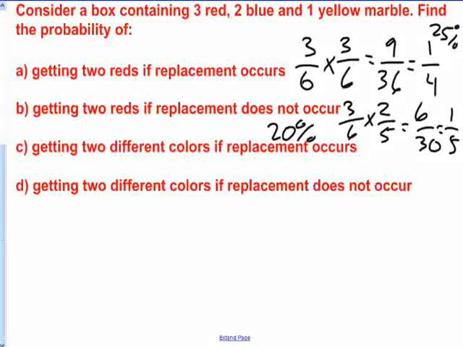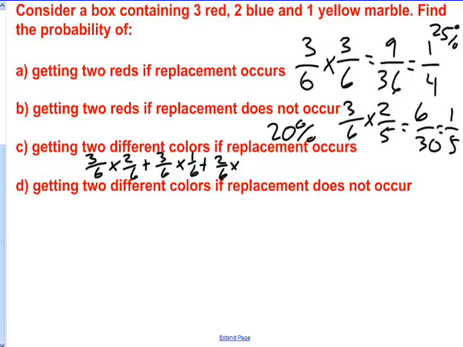All right, so getting 2 different colors if replacement occurs. So this is a little bit more difficult. I want 2 different colors, so I could have a 3 over 6, where I drew red, and then I could get a blue, so 2 over 6. But that's not the only event that could happen like that. I have a 3 over 6 times a 1 over 6, and then I have that third event, a 2 over 6 times a 2 over 6.